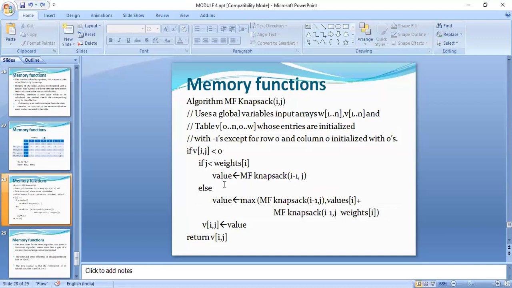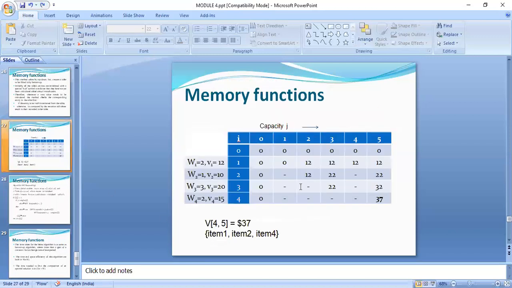When we include the item, since it is a maximization problem, we aim for the maximum value. So you compare the values and see which is the maximum of the two. You take the maximum of knapsack of i minus 1 comma j, and v of i, the value of i, plus knapsack of i minus 1 comma j minus w of i, the weight of i. It's a recursive algorithm. Based on this condition you use the two formulas, and whatever value is calculated is stored in V of i comma j.